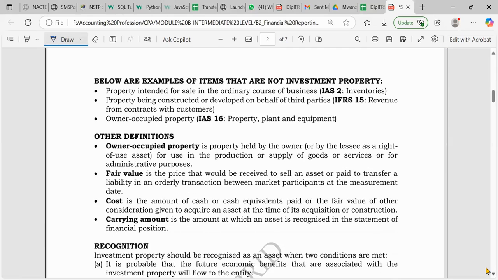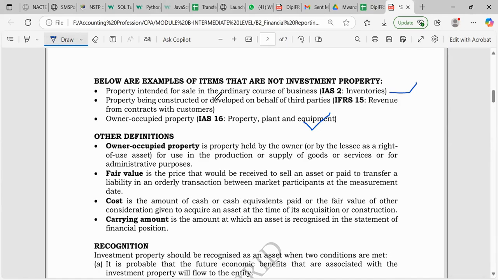Investment property doesn't have much because it only speaks of land and building. So below are examples of items that are not investment properties. I think you explained already. I told you that definition said that unoccupied property, that is per IAS 16. But obviously property intended for sale, we have also spoken about it, right? Yes, that will be inventory because we plan to sell it.